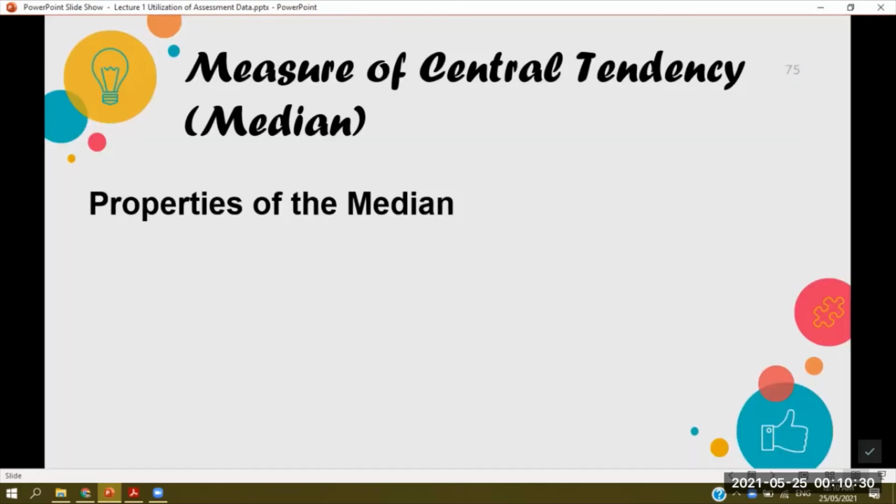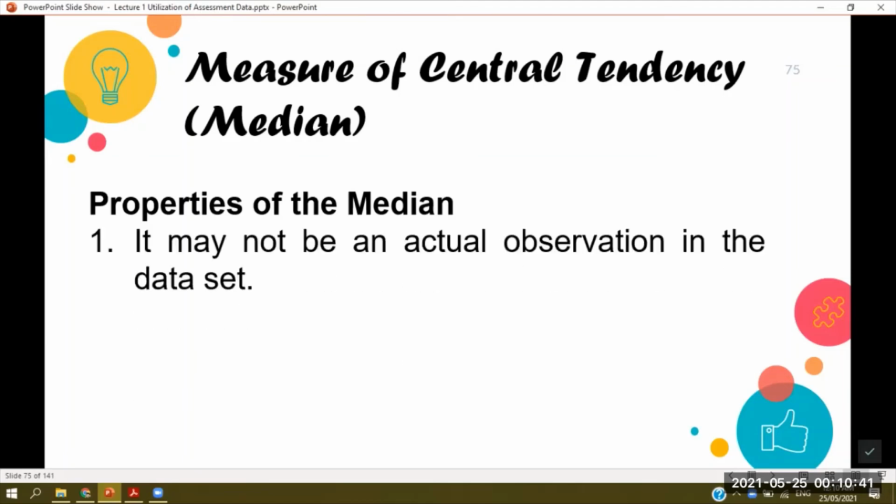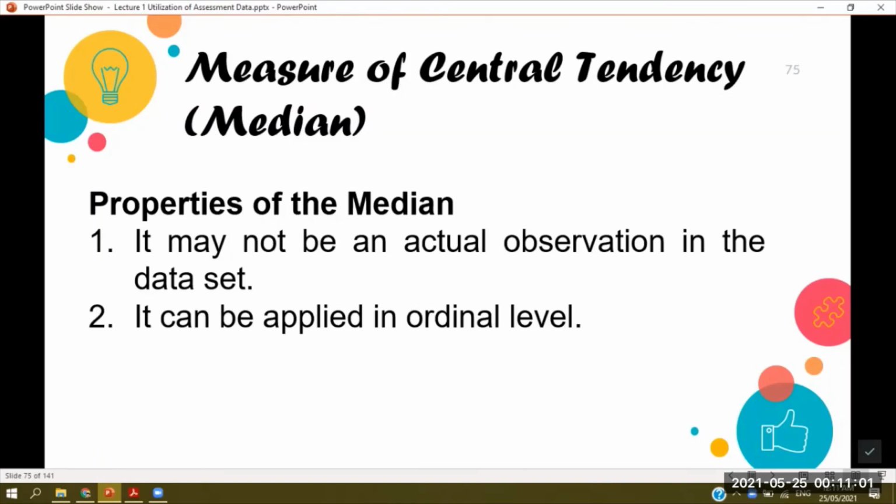We have another example. Of course, we have to look now at the properties of the median. I hope you get it. Properties of the median, number one, it may not be an actual observation in the data set, the same with our mean, because by the time you calculate it, it does not exist. Like our 36.17, it is actually not part of the data set. Number two, it can be applied in ordinal level.